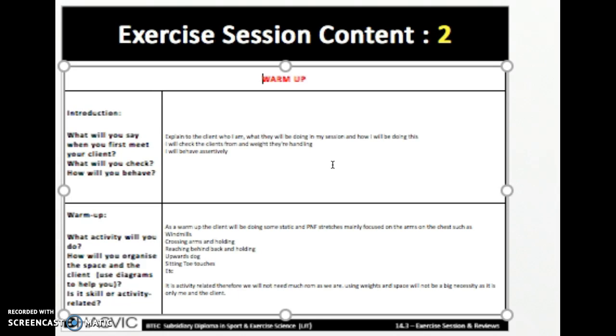The warm-up was windmills, crossing the arms and holding them, reaching behind the back and holding, the upwards dog, and toe touches. I said that it's activity related, therefore we will not need much room, as we are using weights and space will not be a big necessity, as it is only me and the client.